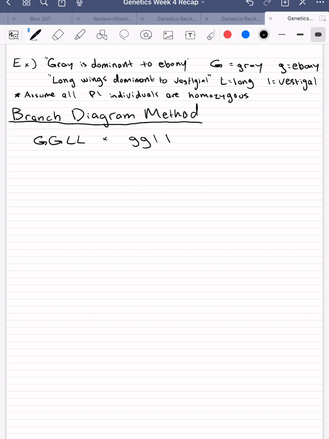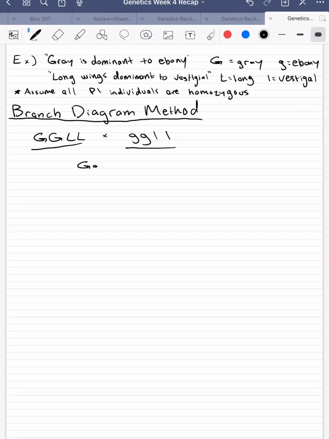Okay, so let's just do a small Punnett square. These are both homozygous dominant for this individual, and this right here is both homozygous recessive. So the offspring are all going to come out heterozygous at both loci. So it's going to have a big G, a little g, a big L, a little l, and just a small Punnett square to show it.